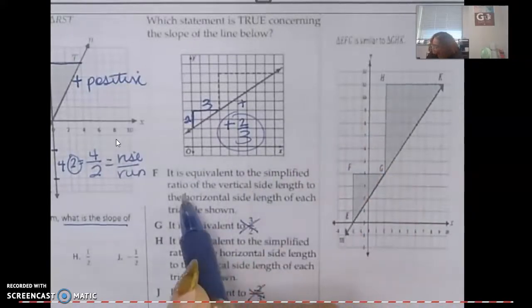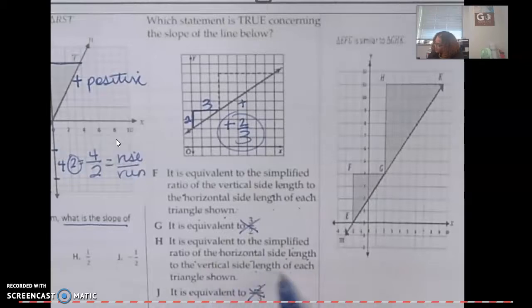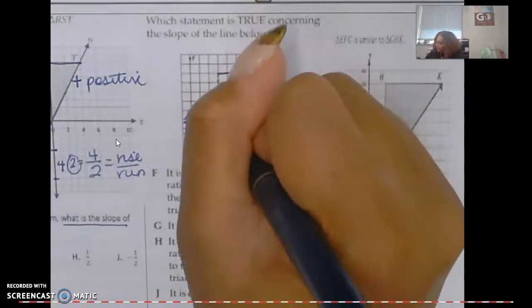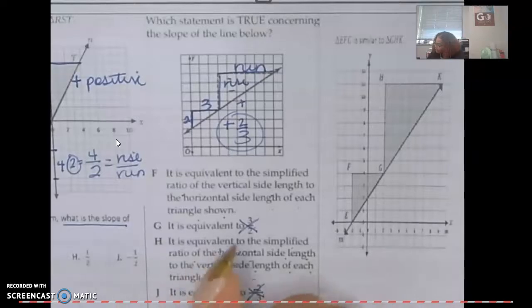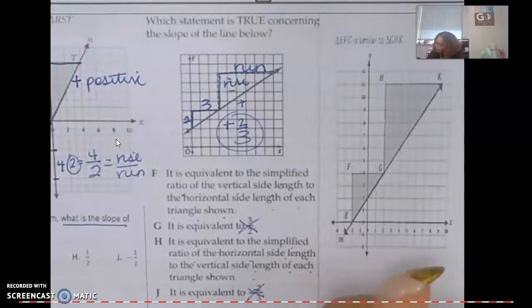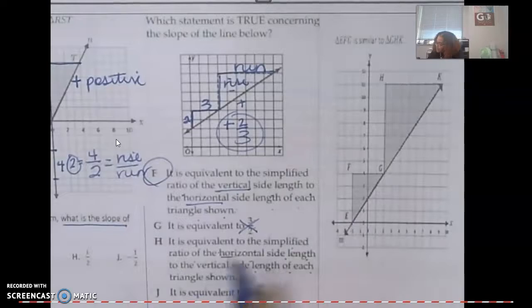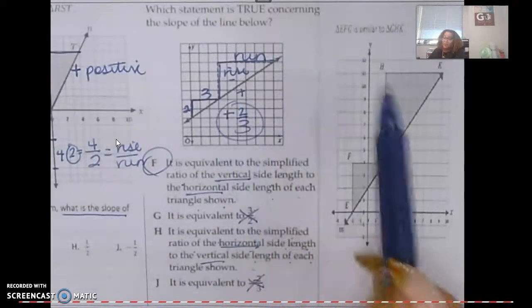It is equivalent to the simplified ratio of the vertical side length to the horizontal side length of each triangle shown, or is equivalent to the simplified ratio of the horizontal side length to the vertical side length of each triangle shown. Well, horizontal would be my run, and vertical would be my rise. So it's technically vertical to horizontal, and that would be this one, vertical first, then horizontal. This one says horizontal first, then vertical. We read left to right, top to bottom, and kind of weirdly, we do rise over run.